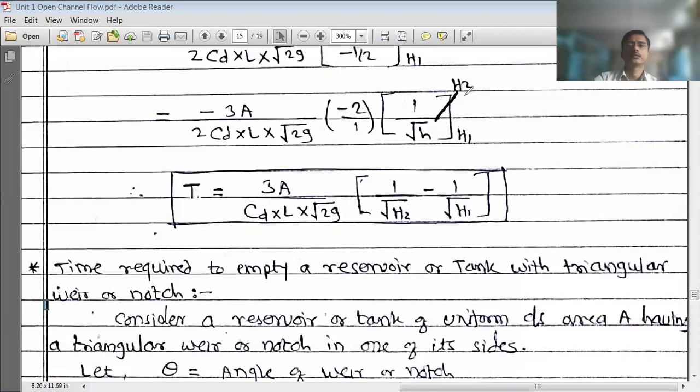After putting the limit inside, we will get 1 upon under root of h2 minus 1 upon under root of h1. This thing we will get here. So this is the first derivation, the derivation for the time required to empty the tank with the help of a rectangular notch or weir. I think you have written the title. Write down this formula directly in your notebook. T is equal to, write down this formula.